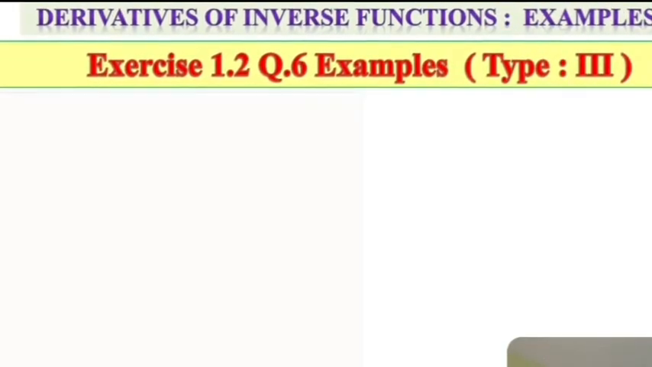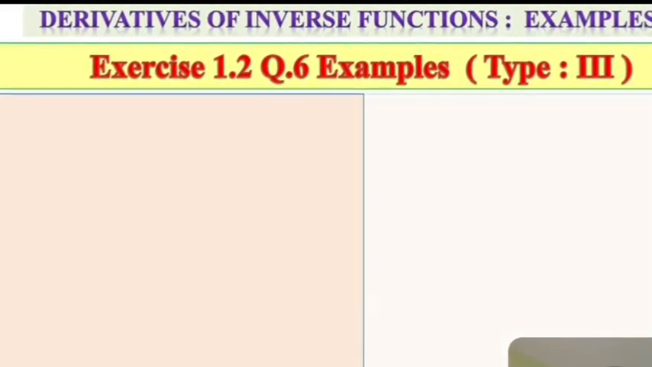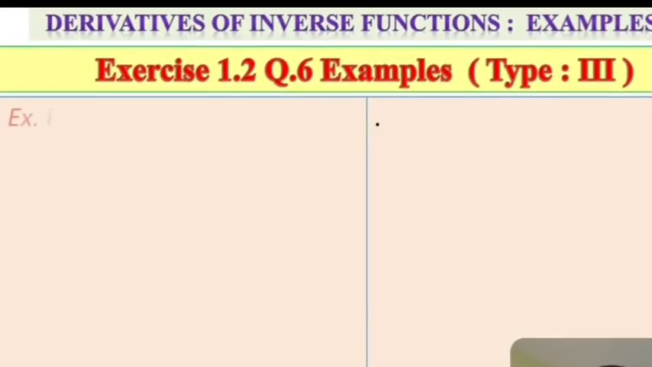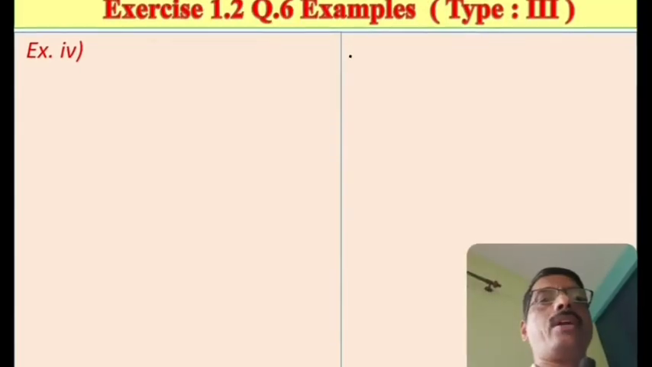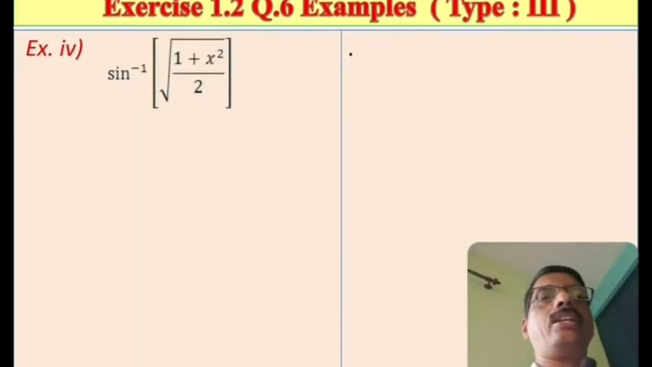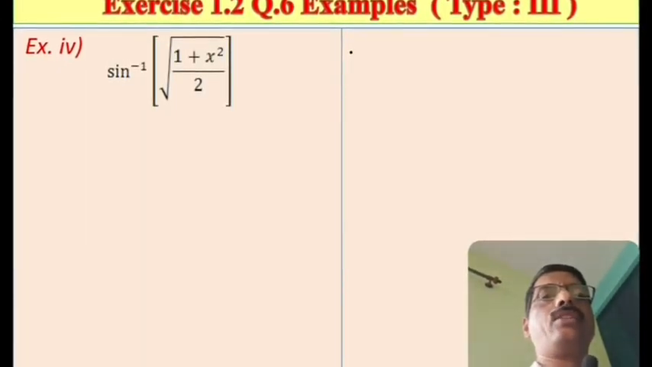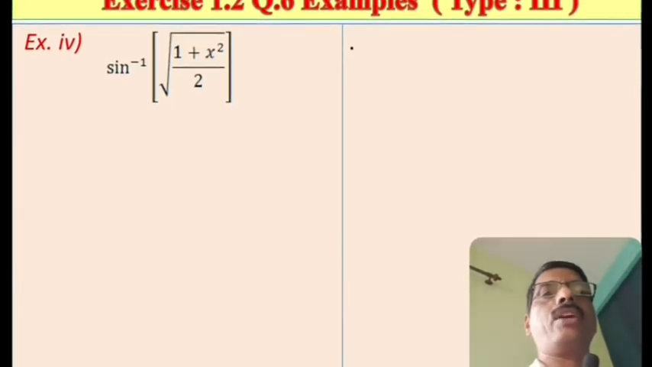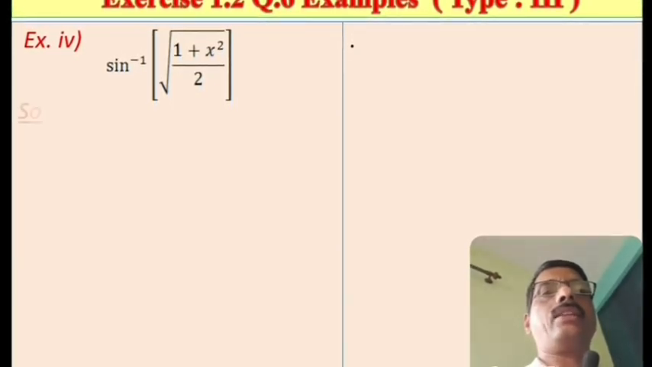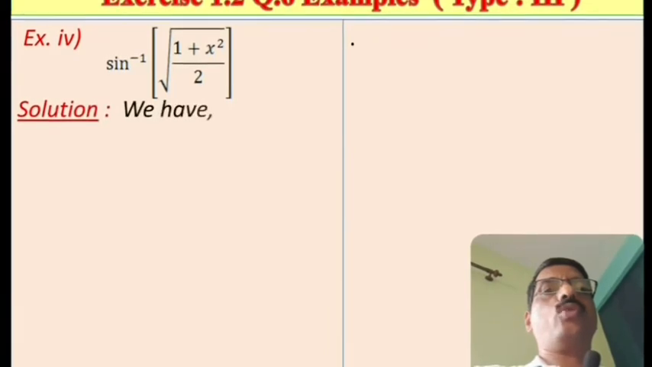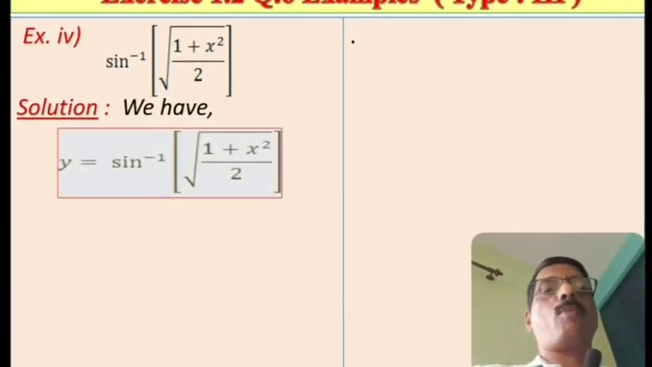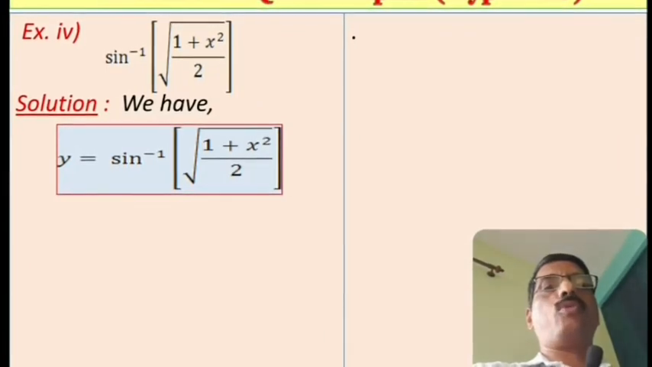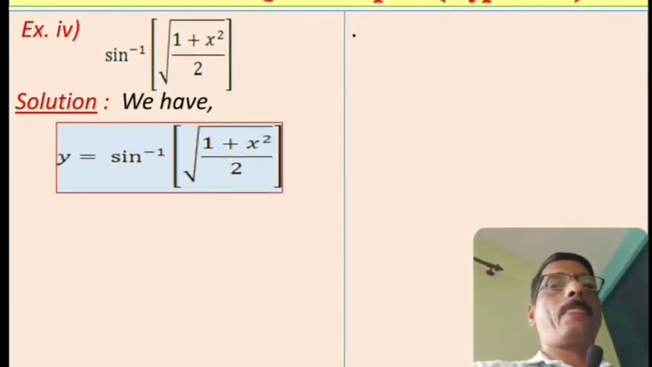Now taking the next example of the third type, question number 6. Fourth example is to be taken here. The given function is sin inverse of (root of (1 plus x square) upon 2). That is our given function. Okay. Firstly write the given function, that is the solution. We have the given function in the form of y equal to sin inverse of (root of (1 plus x square) upon 2). Okay.